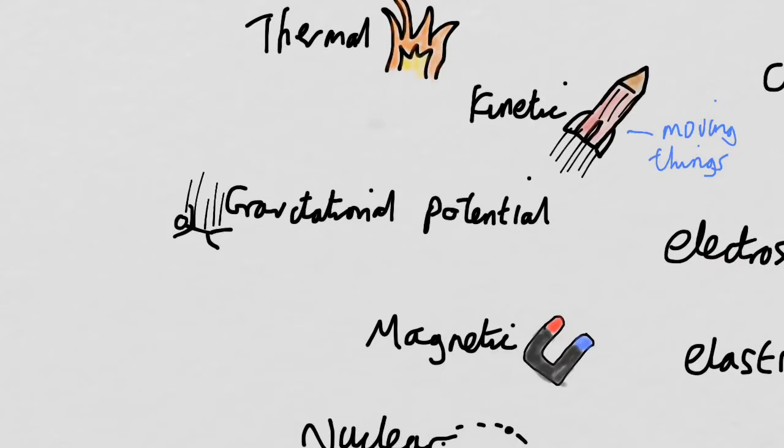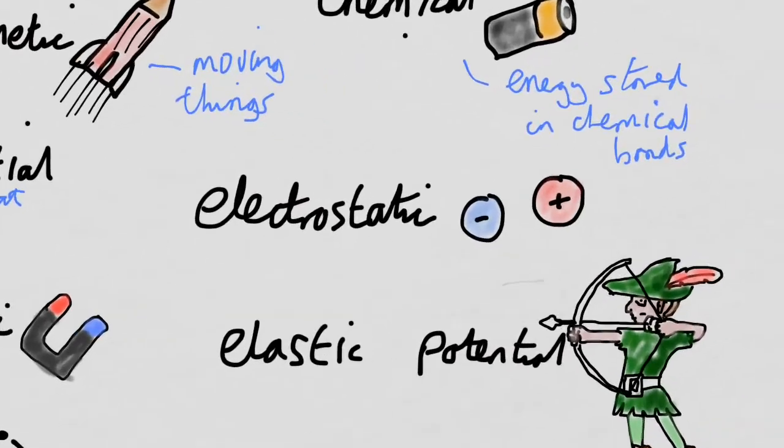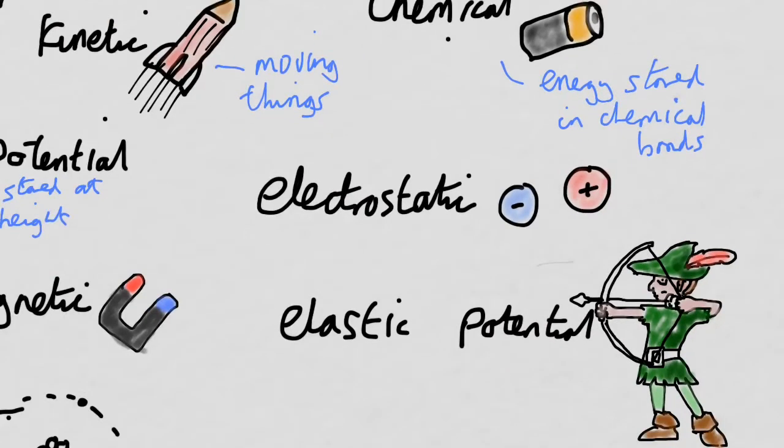Okay, so gravitational potential energy is the next one. Gravitational potential energy is just anything that is stored above the ground, so things that are stored at a height. We've got electrostatic energy stores as well. If you've got two charges, for example a positive and a negative charge, they will want to come together. So if you store them at a distance from each other, then you're going to store energy between them.